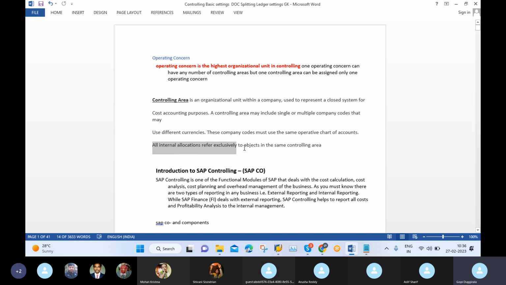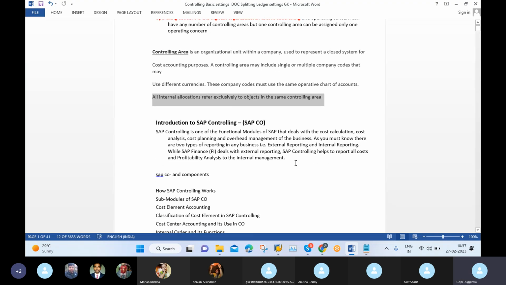And the next point is, all internal allocations are exclusively objects in the same controlling area. It means whatever internal allocations, especially internal orders and all internal cost objects, come into the same controlling area. That's it. Those were the 3 points.